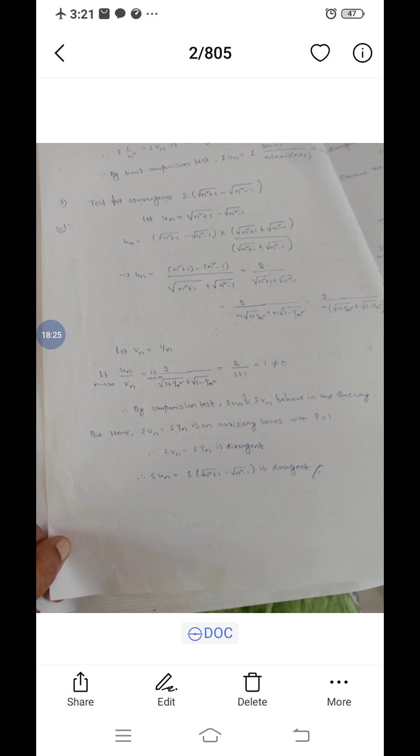In the next class we are going to discuss the ratio test, D'Alembert's ratio test.